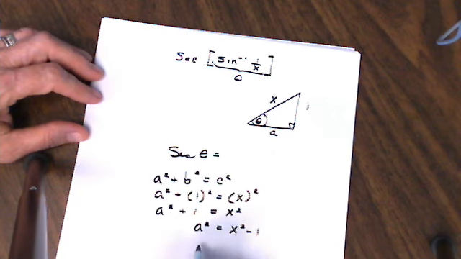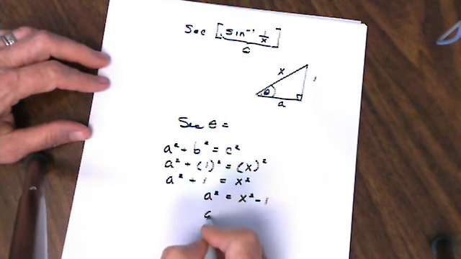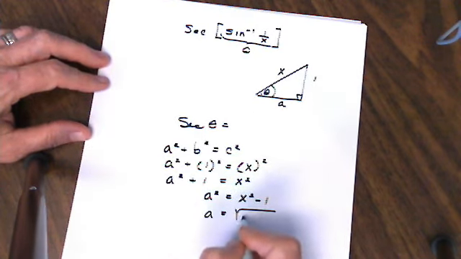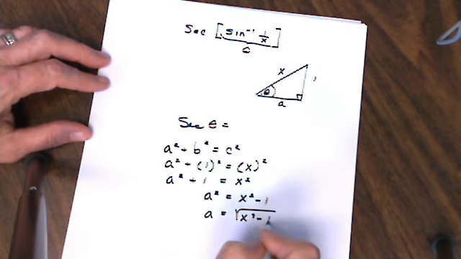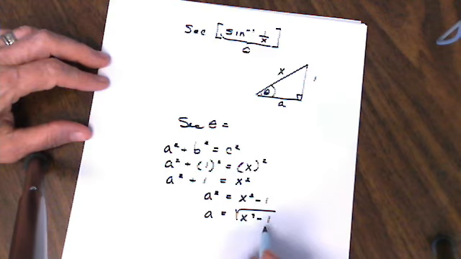Now I'm going to take the square root of both sides, and I get a is equal to the square root of x squared minus 1. Can I take the square root of x squared minus 1? No. This polynomial can be factored, but it doesn't have two identical factors. x squared minus 1 factors into x plus 1 times x minus 1. Since those factors aren't identical, I can't take the square root of x squared minus 1, and I'm going to leave it like it is.